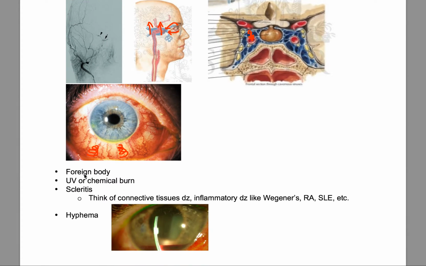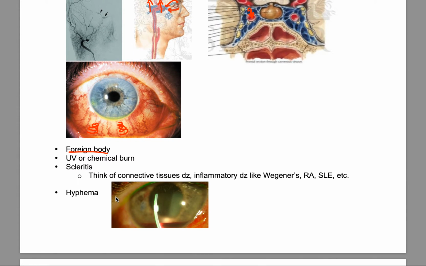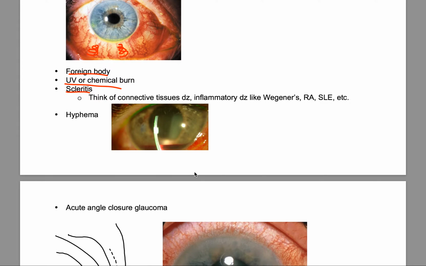Always be careful to check for foreign bodies on patients, especially who have foreign body sensations. That can cause a red eye. A UV or chemical burn can lead to a red eye as well. And be aware that the sclera itself may become inflamed in the setting of connective tissue diseases like Wegener's, rheumatoid arthritis, or lupus. Hyphema is usually the result of trauma. It's an accumulation of blood sitting in the bottom of the anterior chamber, and it does warrant referral to an ophthalmologist.